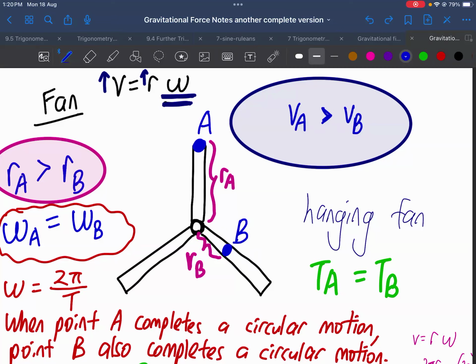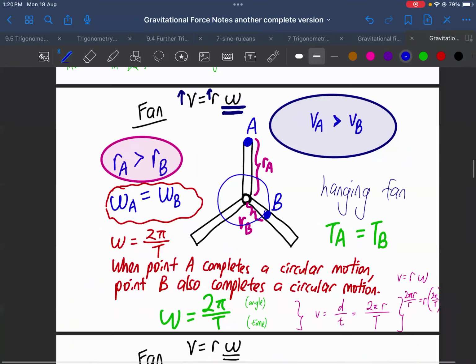So now, if this is a rigid fan, can you imagine this is a rotating fan? When point A has finished a complete circle, point B also has finished a complete circle, right? Meaning that both of them take the same time to complete an oscillation, and both of them have the same period. Do you still remember period is the time taken to complete one oscillation?